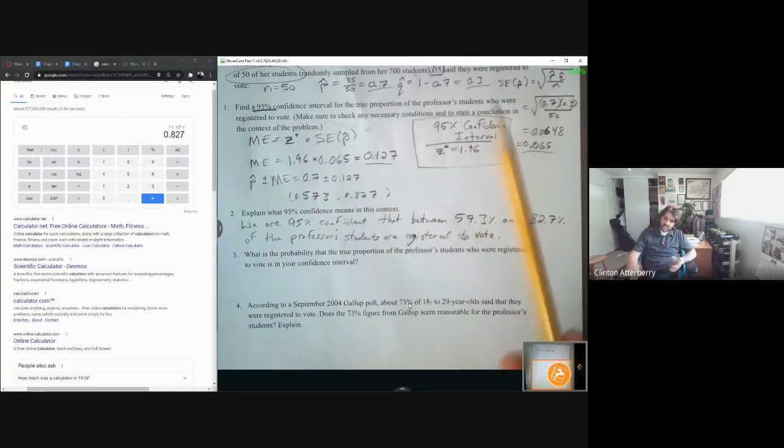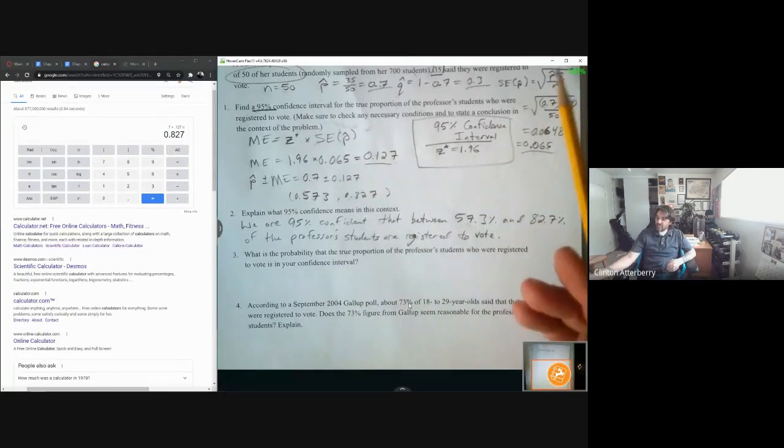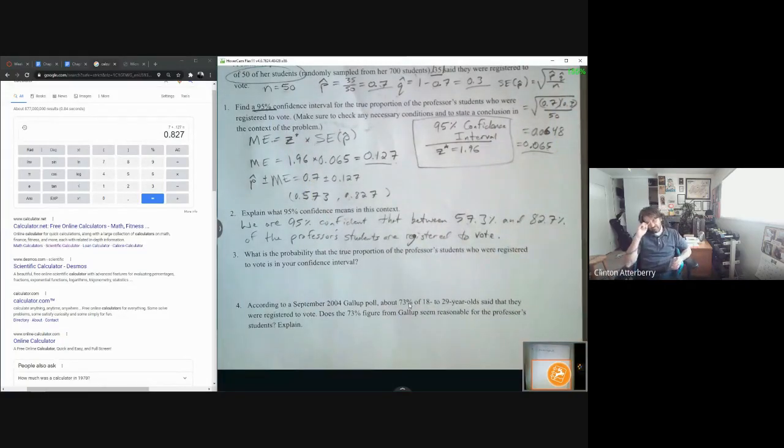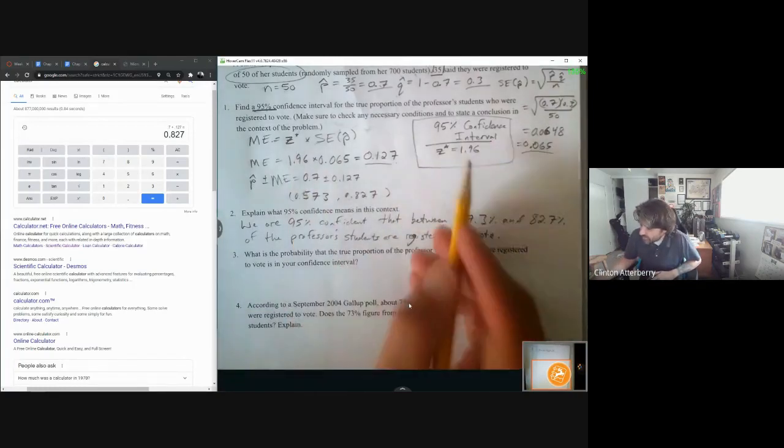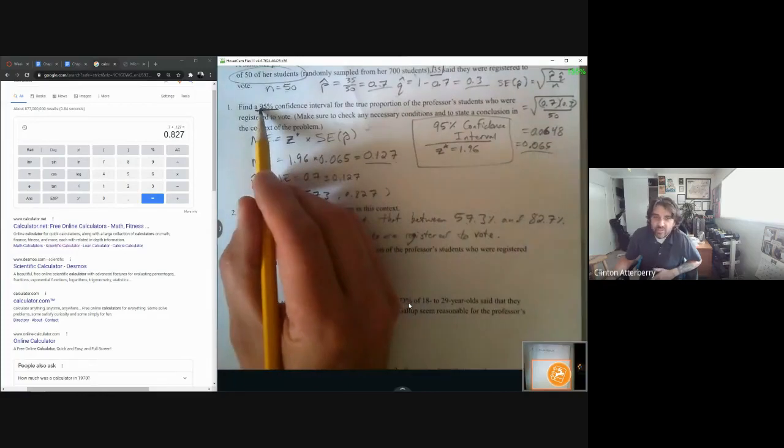The standard error is similar to the standard deviation. It's the observed p times observed q divided by your sample size, 50, square root that thing. Calculating this out, we get 0.065, and we round to the thousandth place. We're going to use 1.96 because it says 95% confidence interval.